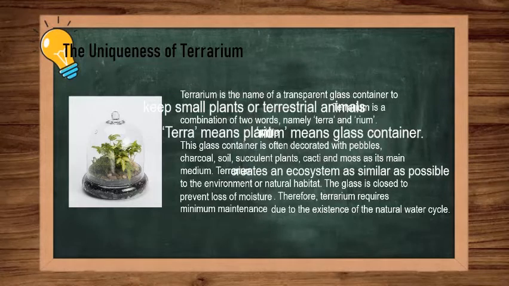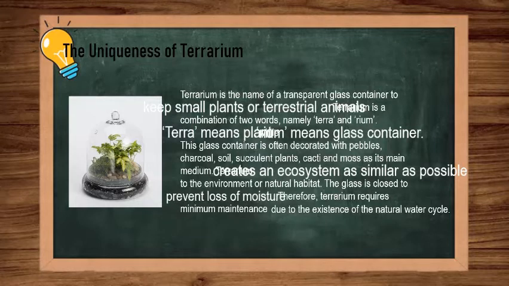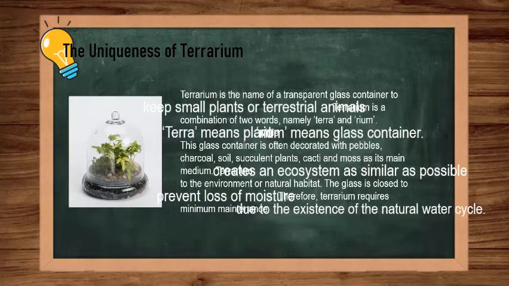Terrarium creates an ecosystem as similar as possible to the environment or natural habitat. The glass is closed to prevent loss of moisture. Therefore, terrarium requires minimum maintenance due to the existence of the natural water cycle.